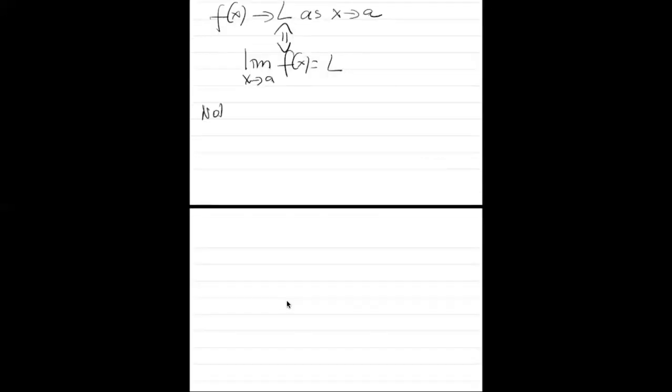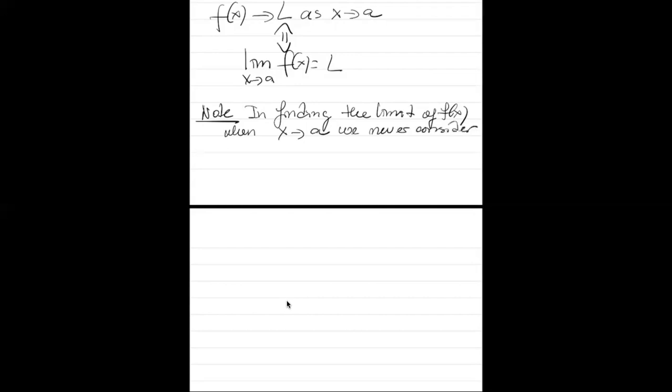A quick note: in finding the limit of f of x when x is approaching a, we never consider the possibility of x equals a. f of x need not be defined when x equals a. The only thing needed is that f is defined near a, in the neighborhood of a.